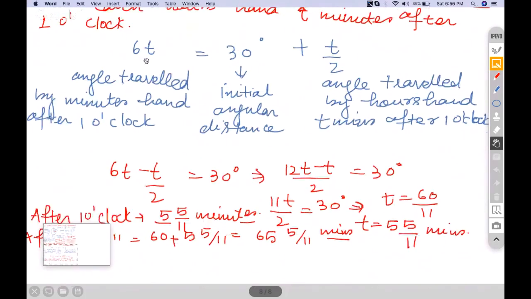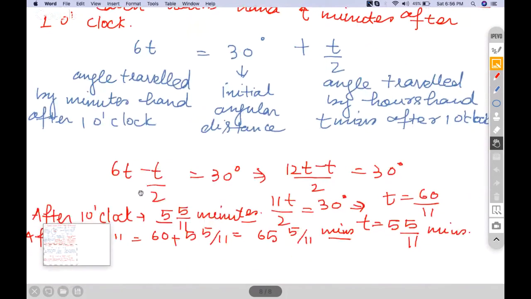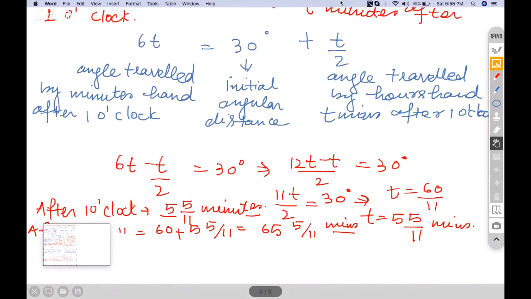So how much does it come to? It comes out to be 6t minus t by 2 equals 30, so 11t by 2 is 30. So t comes out to be 5 5/11 minutes. It means that after 1 o'clock, they meet after 5 5/11 minutes. So after 12 o'clock, from 12 to 1 is 60 minutes, and after 1 o'clock, 5 5/11 minutes. So 60 plus 5 5/11 comes out to be 65 5/11. Hence the hour and minute hand meet each other after every 65 5/11 minutes.